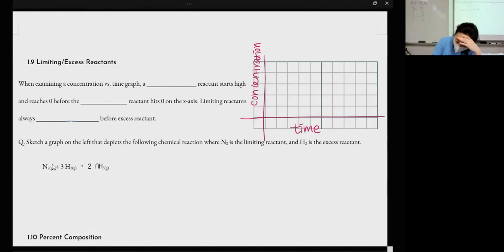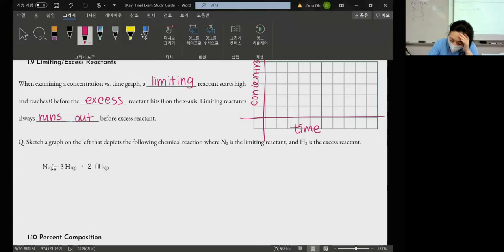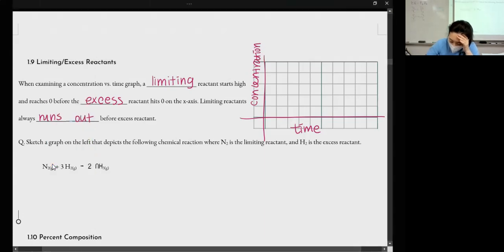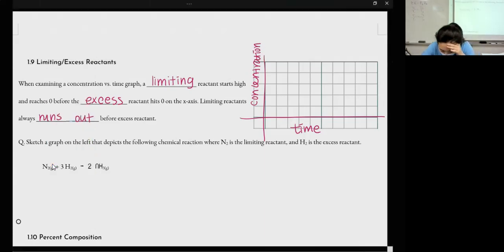So the limiting reactant will start high and reach 0 before the excess reactant. And the limiting reactant always runs out before the excess reactant. Okay, so if I draw a graph, I am going to use blue for the limiting reactant. So the graph will start from this concentration, go down, and then hit 0.